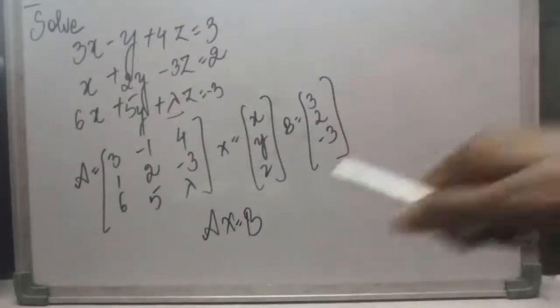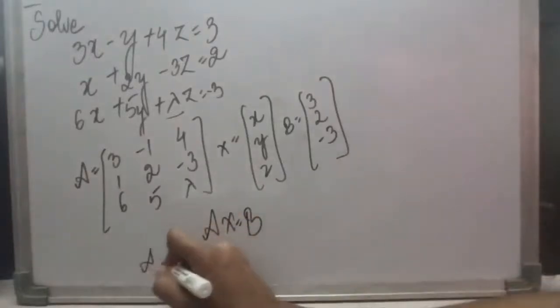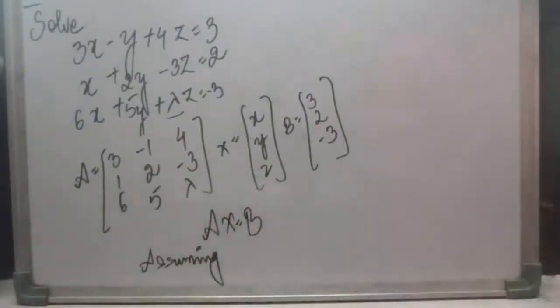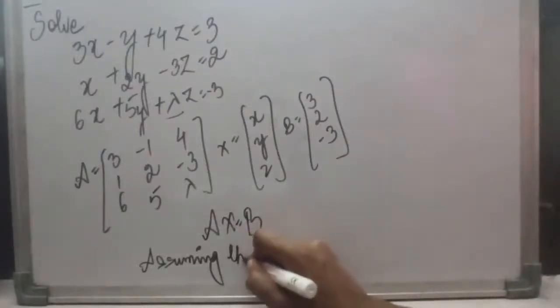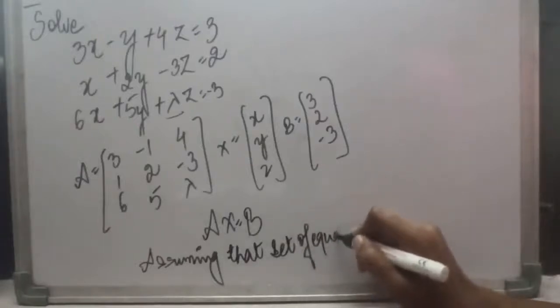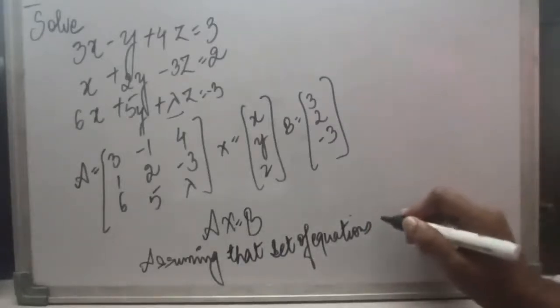Now in the question it has been asked what type of solutions these equations have, so we will have to make an assumption. Let us take an assumption that the set of equations has no solution, that is, determinant of A is equal to 0. We are assuming it because to solve the question we have to start from somewhere.